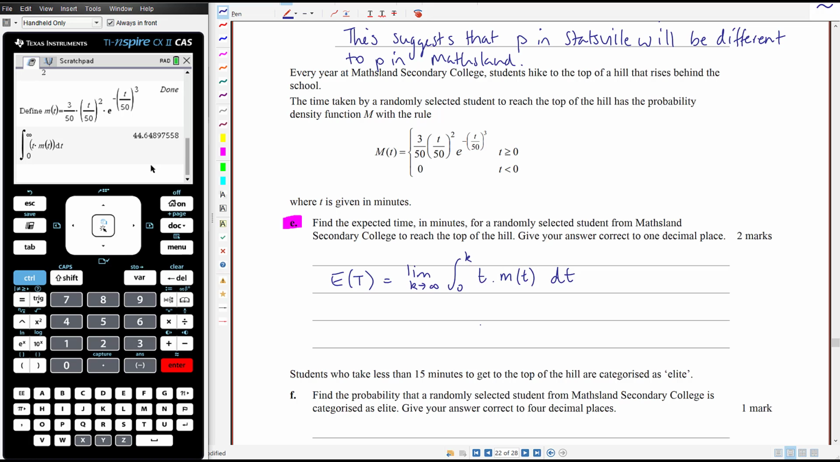Okay, so that's going to give us an expected time of, now what units are we in here? T is given in minutes, we want the expected time in minutes correct to 1 decimal place, so 44.6 minutes is the expected time.